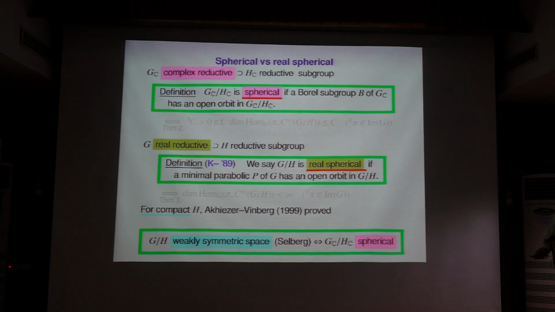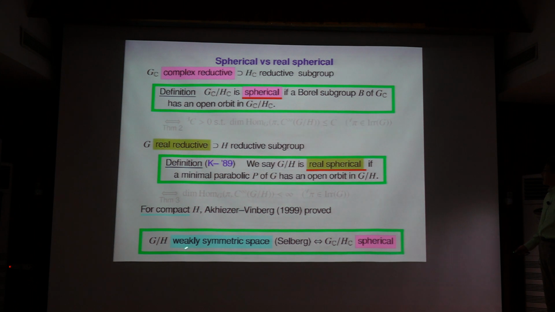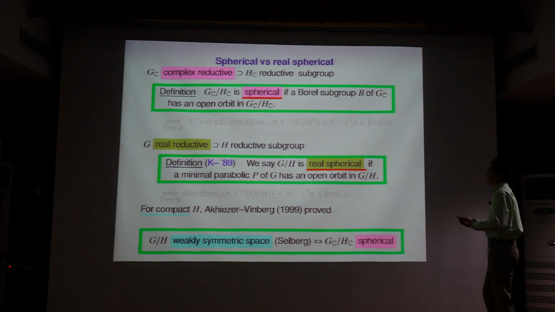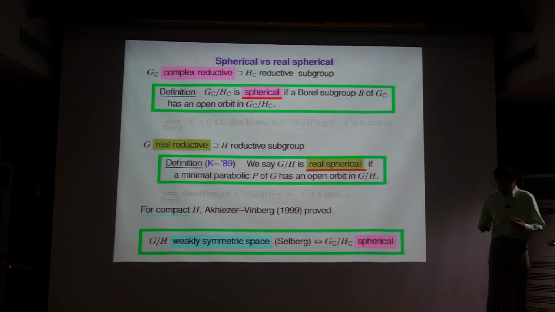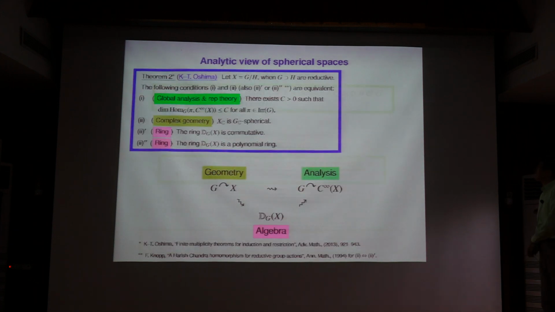And also there's a notion due to Selberg, weakly symmetric space. So in this case, H is compact. And Akhiezer and Vinberg proved that Z mod H is a weakly symmetric space for compact H if and only if its compactification is spherical. So this is an explanation of the notions of spherical and real spherical.